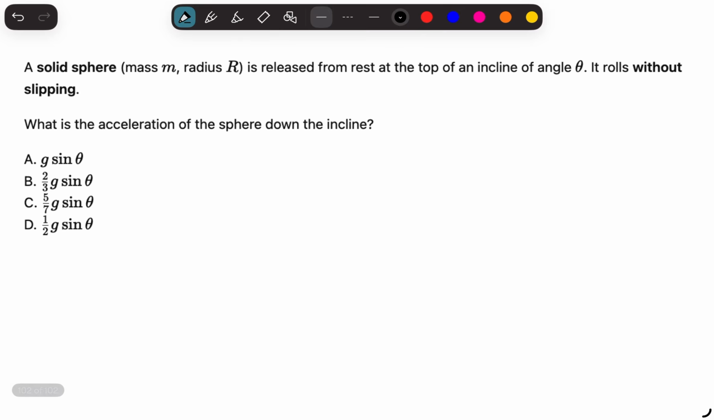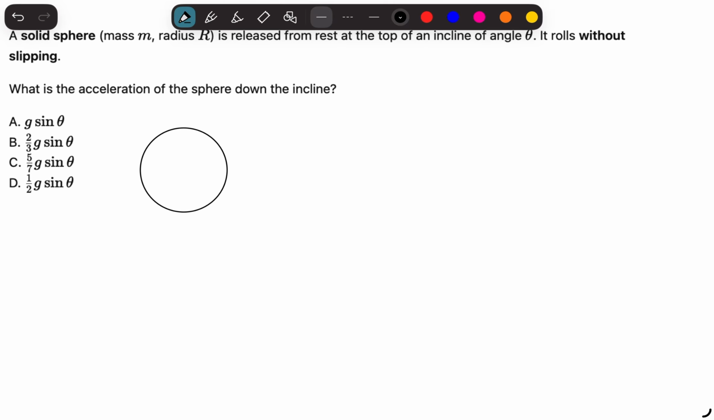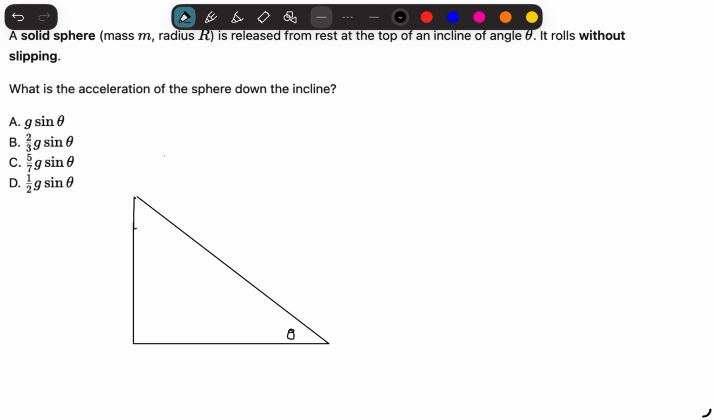So a solid sphere with a mass m and radius r is released from rest at the top of an incline at an angle of theta. It rolls without slipping. What is the acceleration of the sphere down the incline? So for this problem, we can find this by examining what is the moment of inertia.